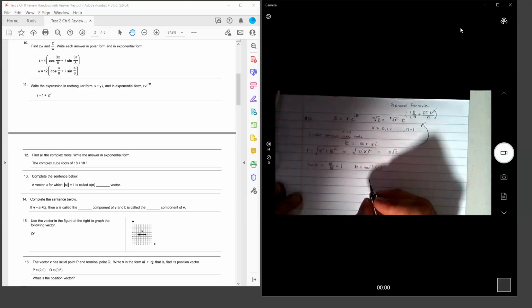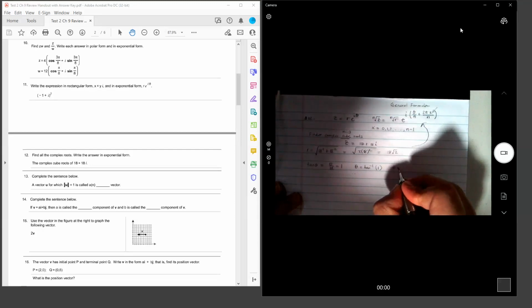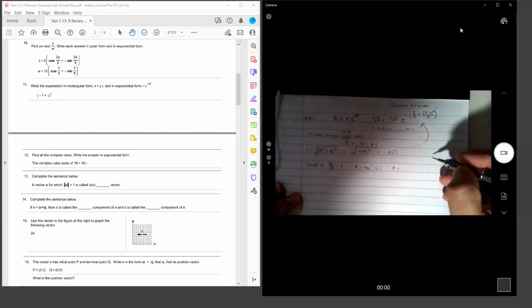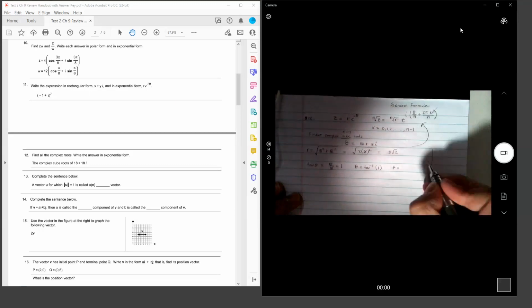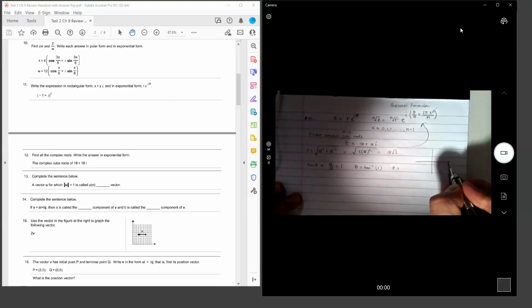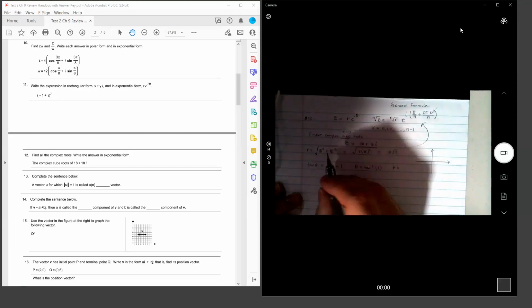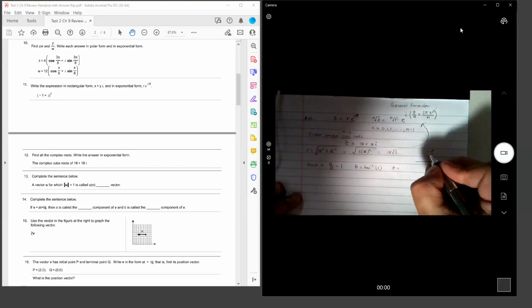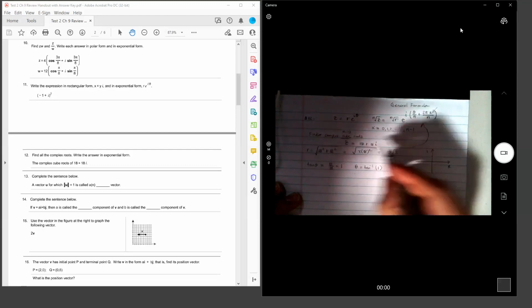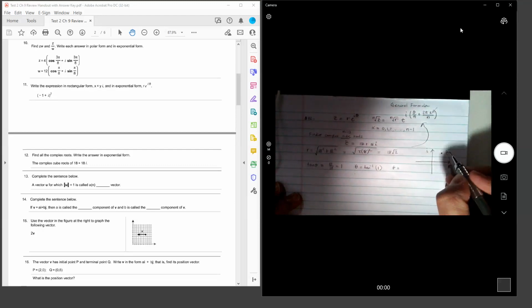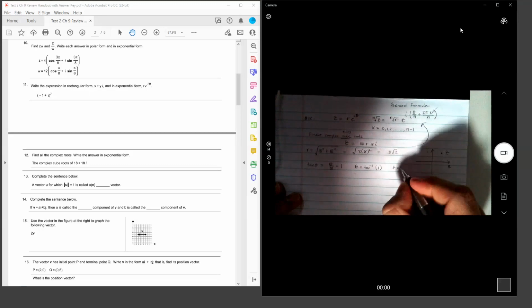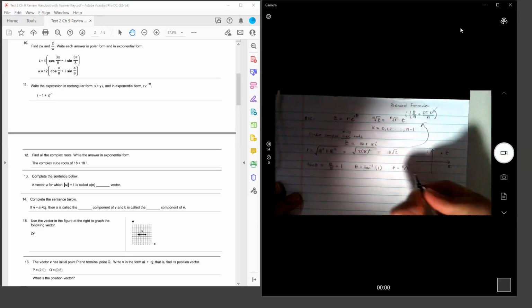But tangent is positive in quadrant 1 and in quadrant 3. So where do we find this complex number? We find that to be here. So this has to be just pi over 4. Okay, that was not bad.